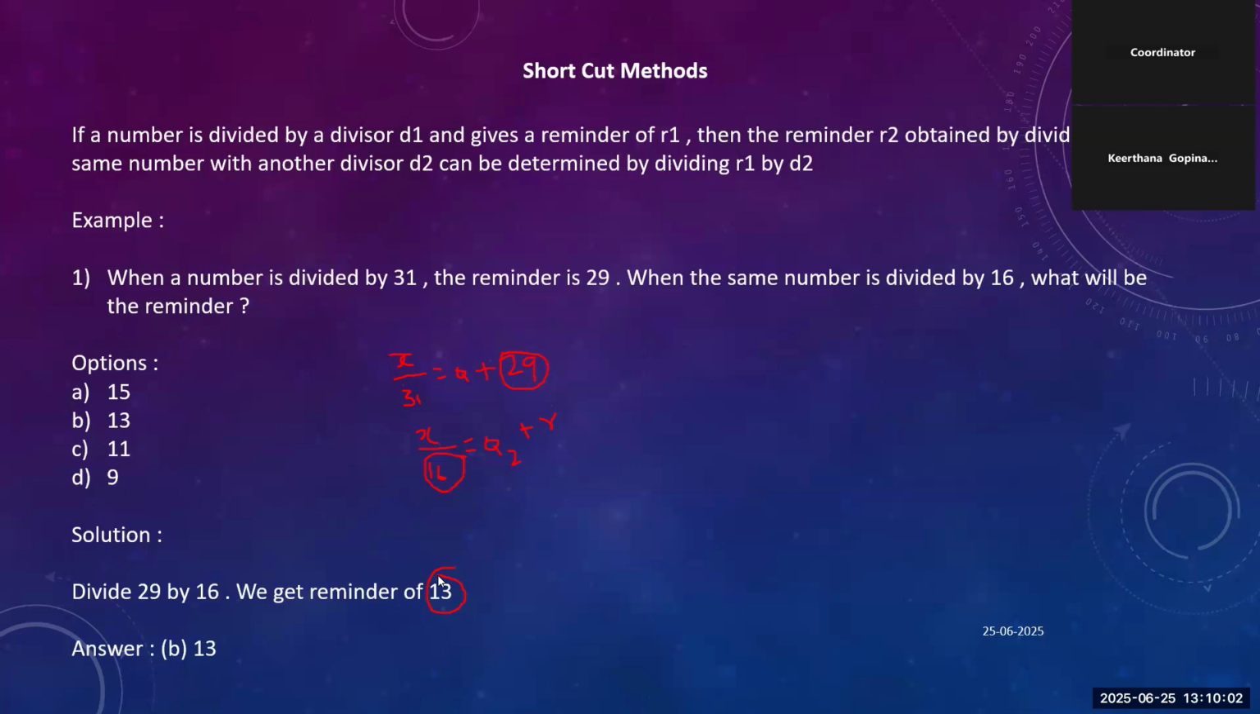So, when a particular number is divided by a divisor, it gives a remainder R1. The same number is divided by another number, 16. What will be the remainder they are asking? Here, what you do is divide R1, the remainder, by D2, the second divisor. And whatever remainder you get is the remainder. That's all. Got it?